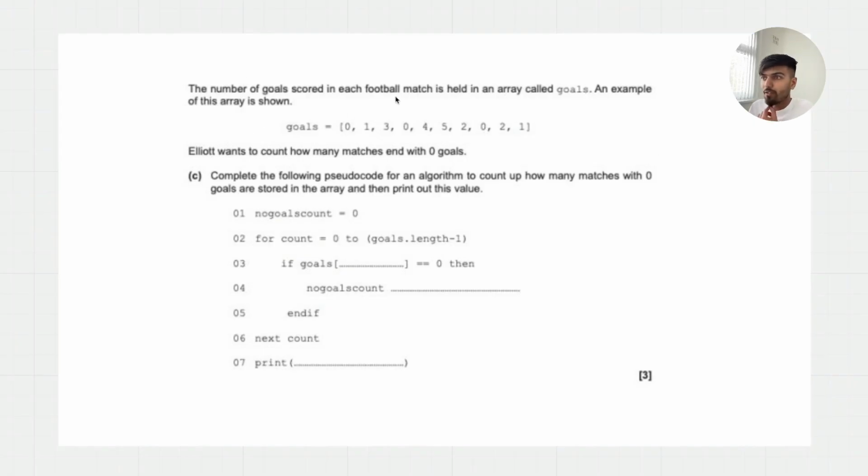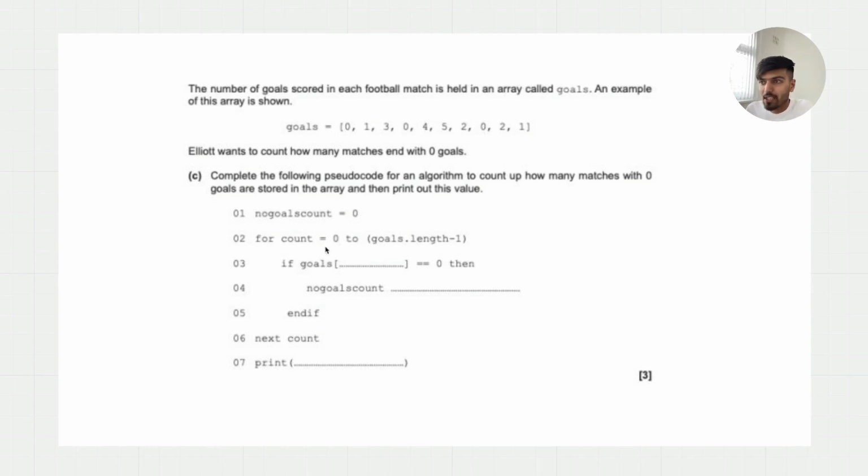The number of goals scored for each football match is held in an array called goals. An example of this array is shown here, and Elliot wants to count how many matches end with 0 goals. So we start at no goals count equals 0. This is like a counter. Then for count equal to 0 to goals.length -1. Now, if goals at position, remember the square brackets, you put in an index position inside. So if that is equal to 0, then we're going to increment the count.